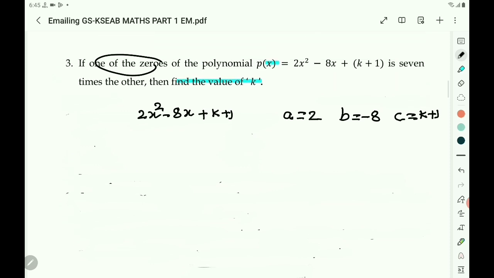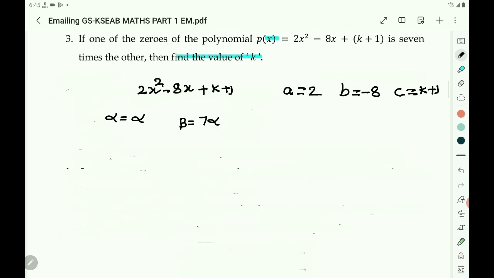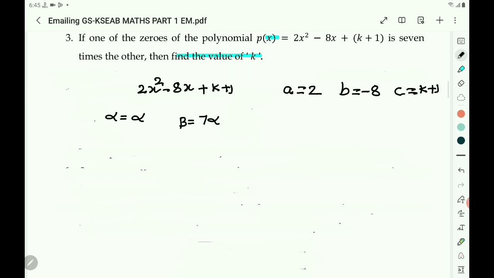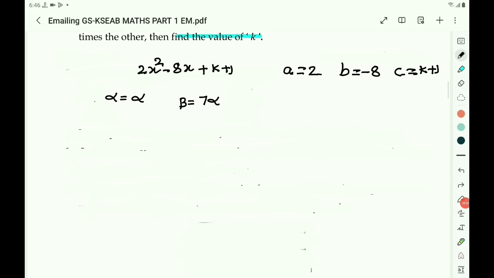Then it is said that one root is 7 times the other. One zero is 7 times the other. Means if alpha is one root, the other root is 7 alpha. So you can take alpha equals alpha, beta equals 7 alpha. To find k, k is in C, so you take the product of the roots. Let us take sum and product of the roots.